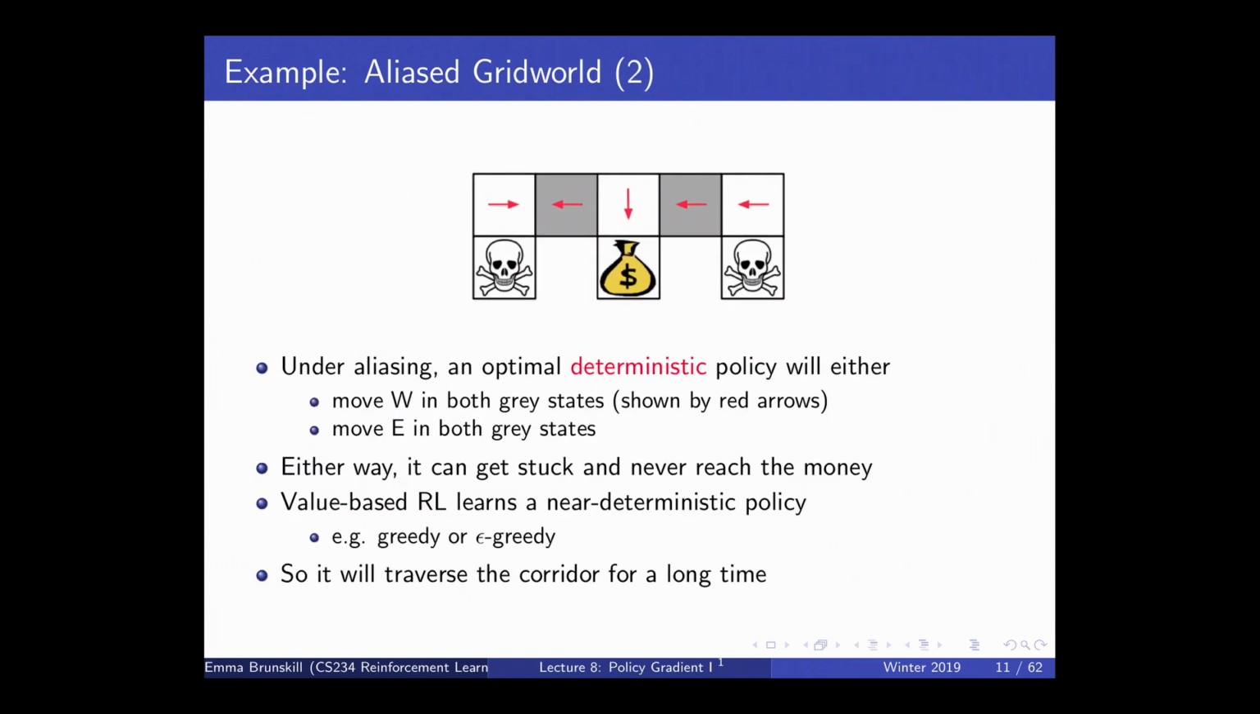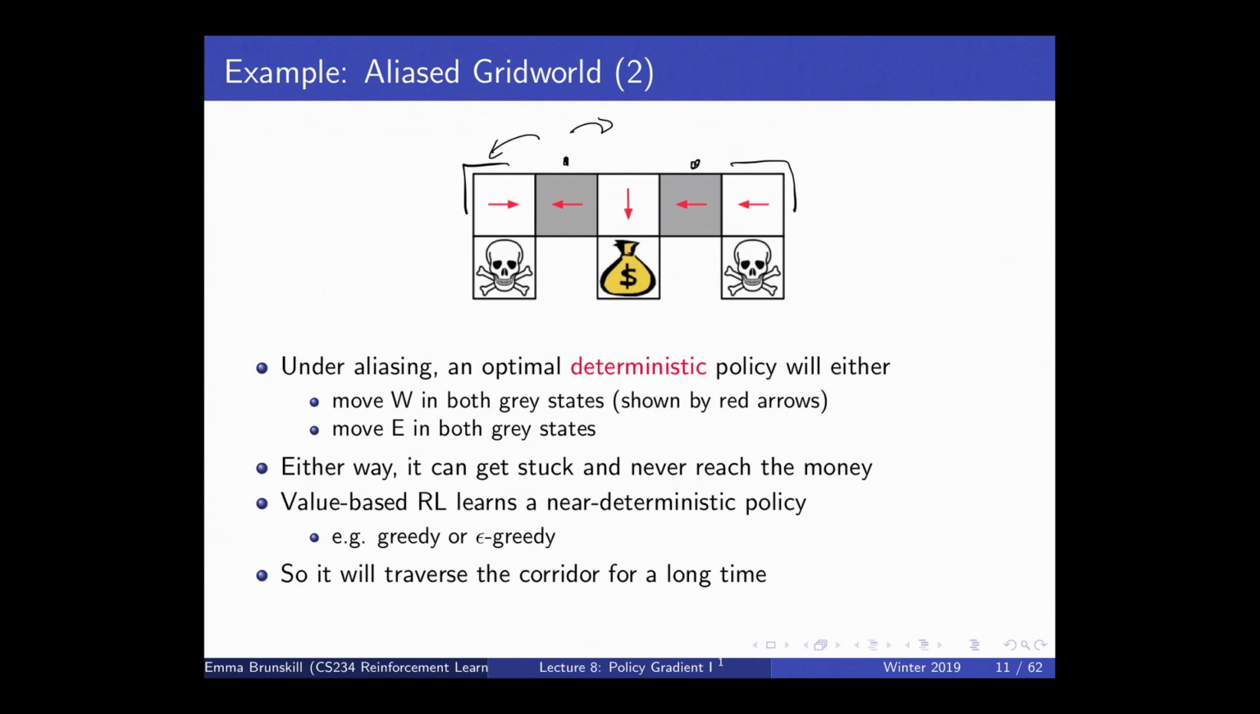So because of the aliasing, the agent can't distinguish whether it's here or here. And so it has to do the same thing in both states. And so either it has to go left or it has to go right. We call it west or east. And either way, that's not optimal, because if it's actually here, it should be going that way, not over here and down. So it could just end up moving back and forth or making very bad decisions. And so it can get stuck and never be able to know when it's safe to go down and reach the money. So it learns a near-deterministic policy because that's what we've normally been learning with these.